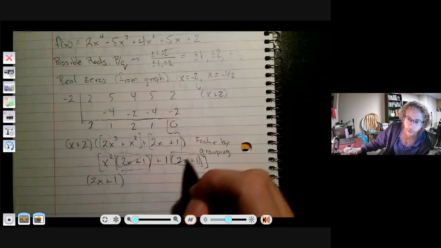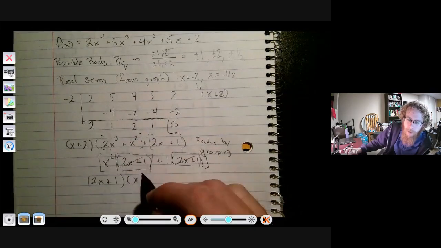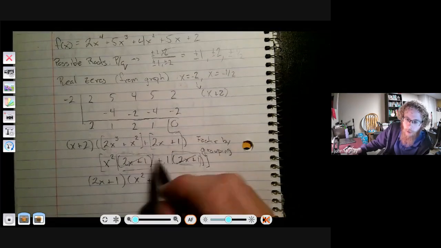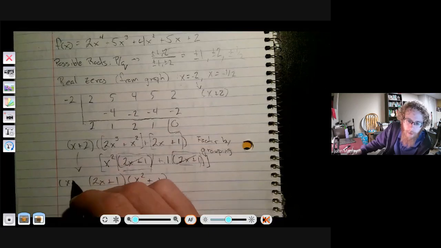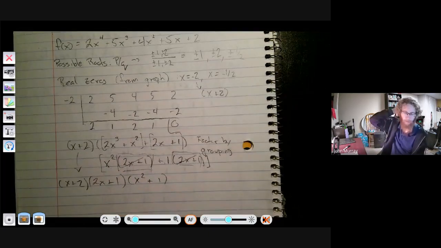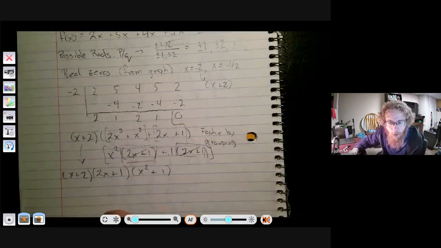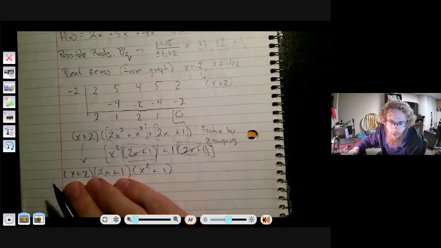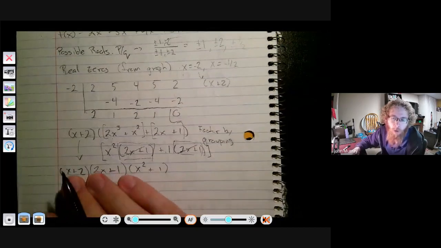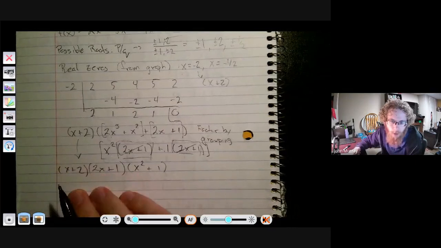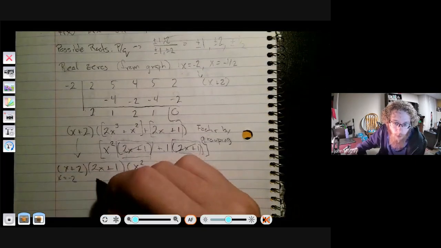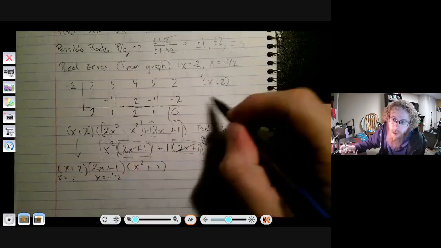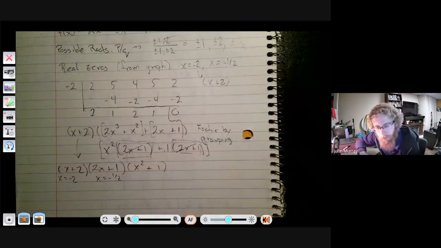And what do we have left over when we remove these? We have x squared plus 1, right? The x squared plus 1. Now, here I'm just bringing this down. It's coming along for the ride. So these are all of our real factors. These two are linear. This one gets me that -2 that we had. This one, when we solve this, gets me that -1/2, that other one that we had.